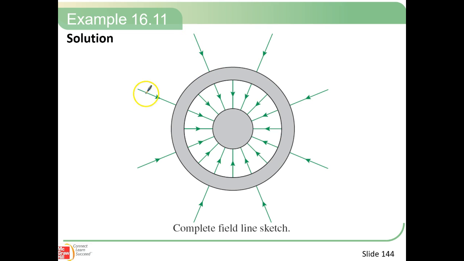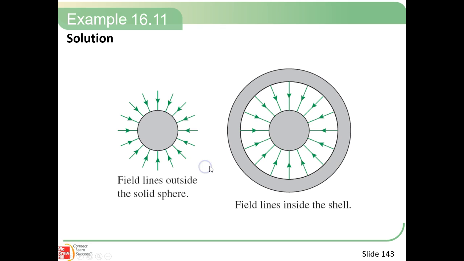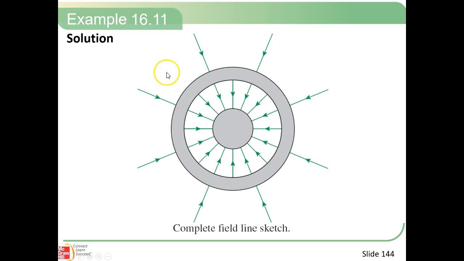We've got the field lines coming in. Notice how they're further out. And then we've got these other field lines that are on the inside. So we need to go back and take a look again at the numbers that they gave us. The solid sphere has a charge of negative 16 and we see that the hollow conducting shell is +8. So there's a much bigger charge on the inside than there is on the outside piece. So the outside piece, here are those charges.